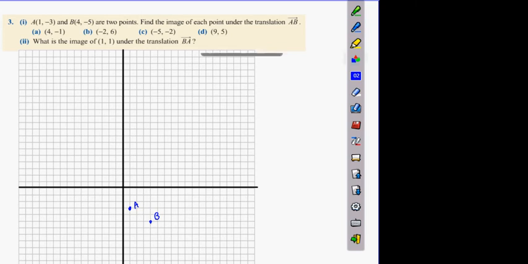Now, A to B, what you've got to realise is how do you go from A to B? You go 2 down, 3 across. Is everybody happy with that? So you just do that with B? So to go from A to B, you go 2 down, 3 across.